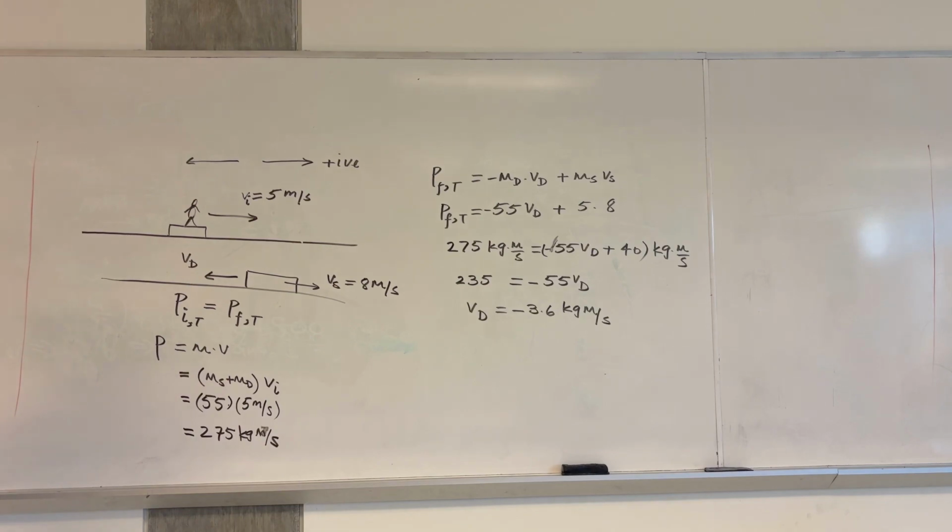Can somebody explain the negative sign? Why do we have a negative sign here with Dan's final speed? Anybody? Yes. It's because Vs is going 8 meters per second positively to the right, so Vd has to be negative. Yes, that's perfect.